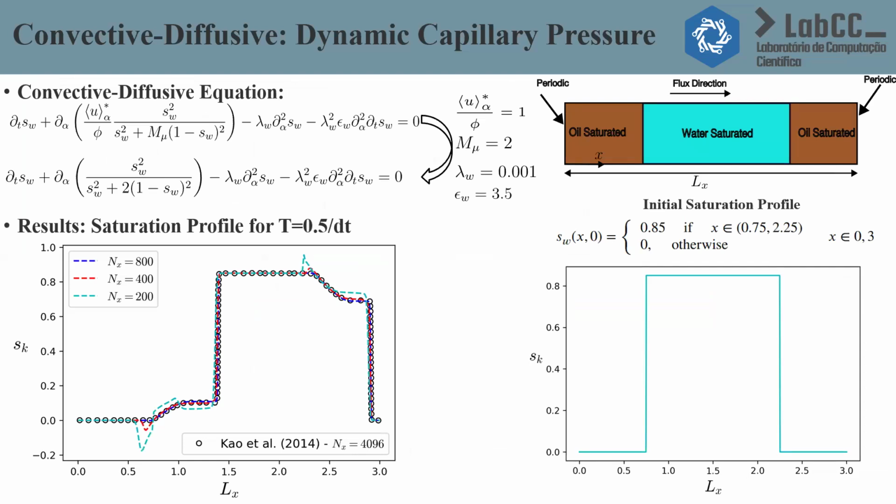I have an average velocity equal to 1, viscosity ratio equal to 2. The diffusive term is 0.2001, and the epsilon term that controls the intensity of the second constitutive term is equal to 3.5. I simulated doubling the mesh from 200 to 800 and compared to the results of Cao and collaborators from 2014, and I recover their results very well.